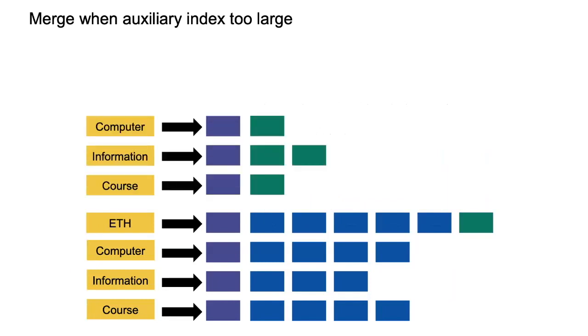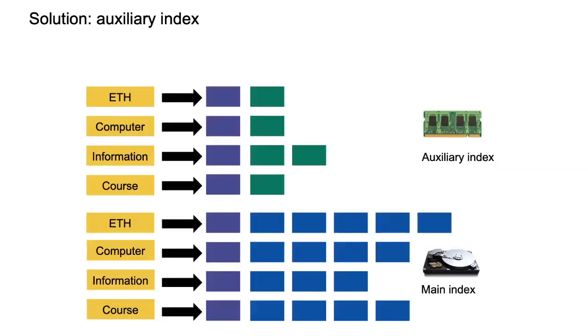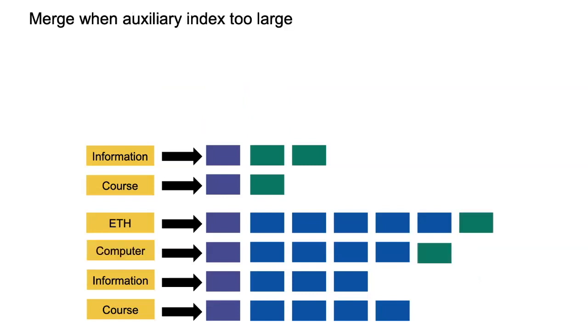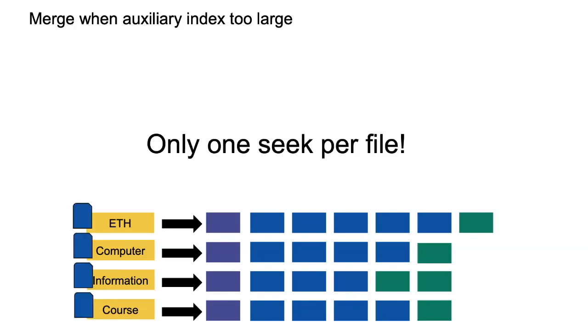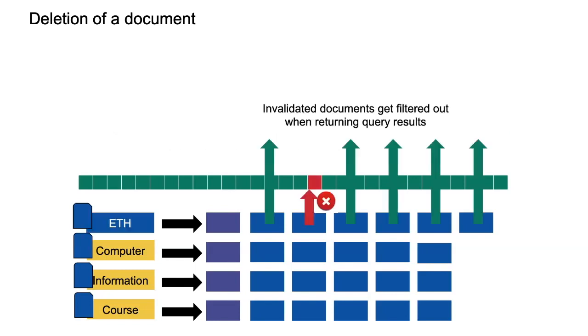The first idea is to just rebuild every couple of days, you just rebuild everything, right? The second idea is to have an auxiliary index in memory, and then you look up on both, right? Then you merge this auxiliary index periodically, and you deal with deletion with these invalidation flags that filter out any of the documents that might have been deleted when you actually look up in the index.